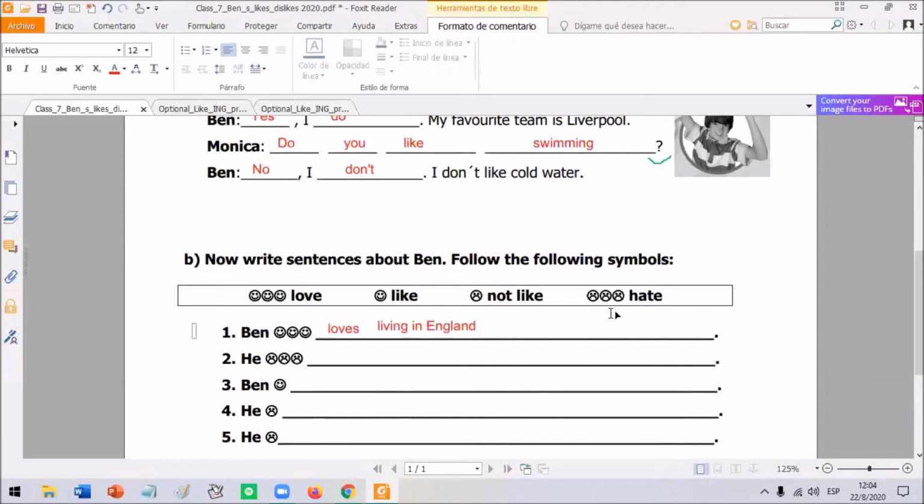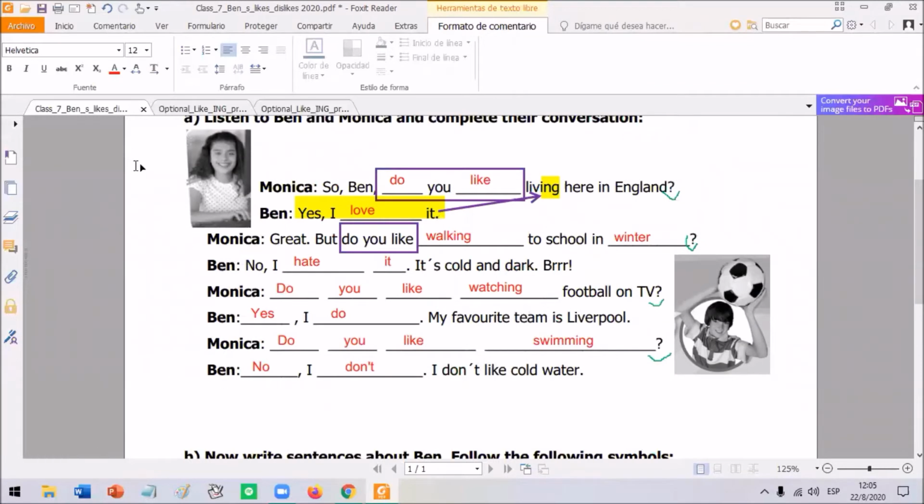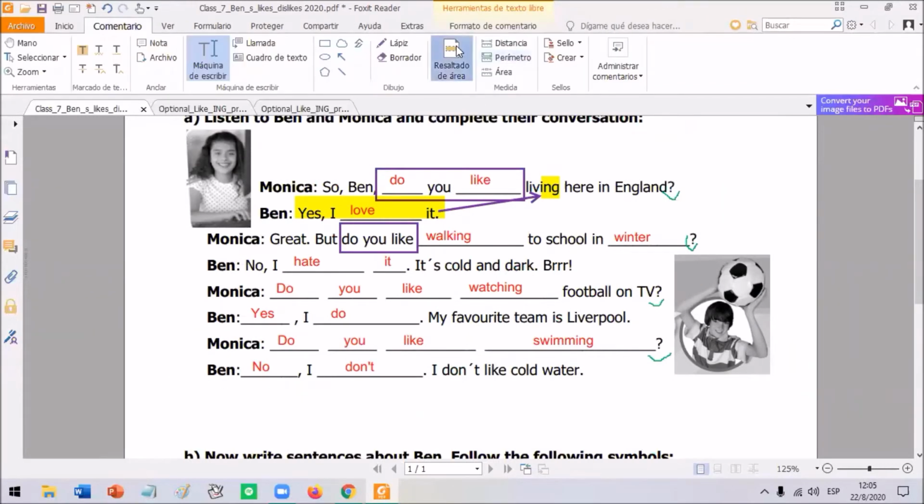Right, hate. But again, we know that we need to add the letter S. So we are going to say he hates what? What does he hate? Let's see. Okay, try to find the word hate in the conversation. Have you found it? I have. All right, yes, here. When Ben says, no, I hate it.